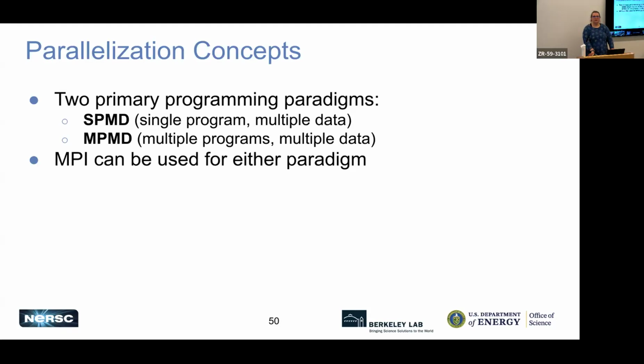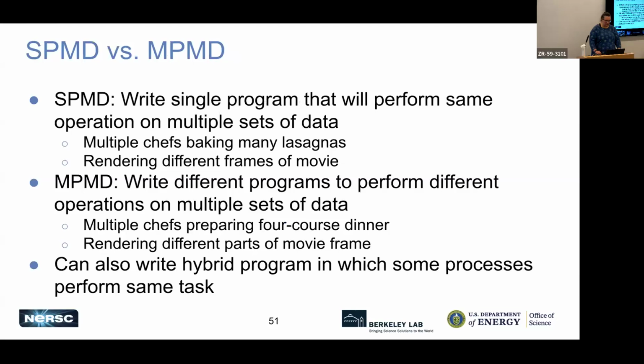I wanted to tell you about two programming paradigms. These are the primary programming paradigms that we use when we are writing code for a parallel computer. The first one is SPMD, which stands for single program, multiple data. And then MPMD is multiple programs, multiple data. We can use MPI for either paradigm. I'm going to tell you a little more about how that works. SPMD is where you're writing a single program that will perform the same operation on multiple sets of data. In the cooking analogy, this would be multiple chefs who are baking many lasagnas.